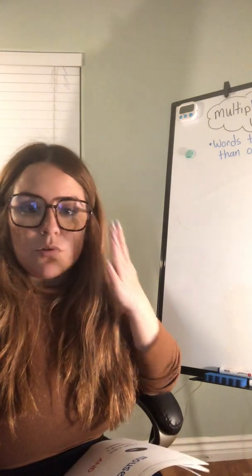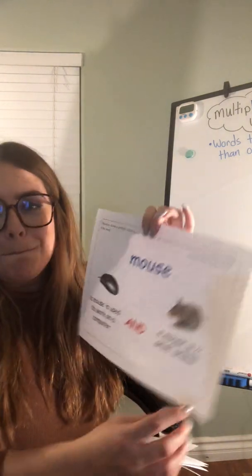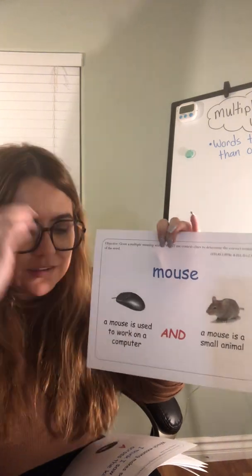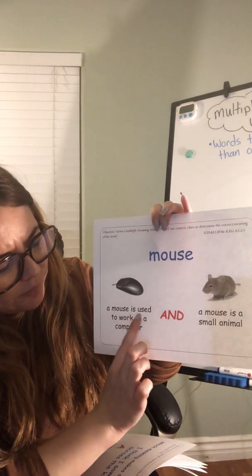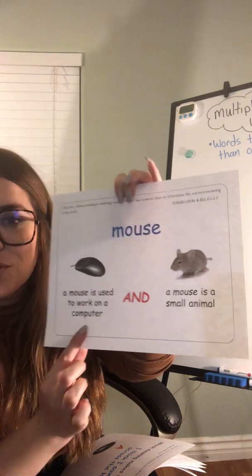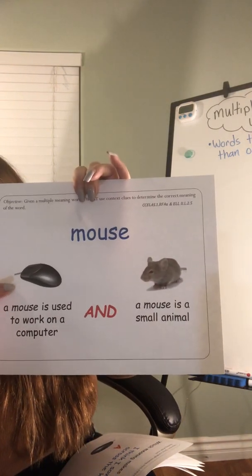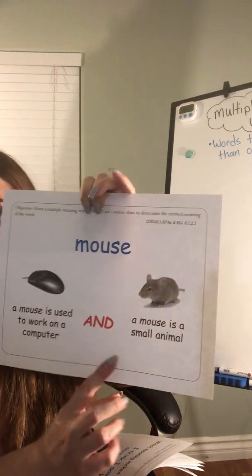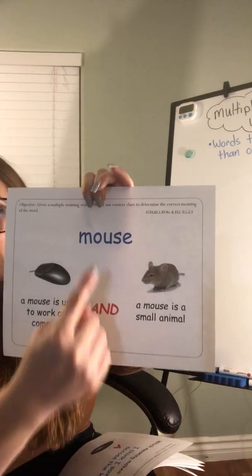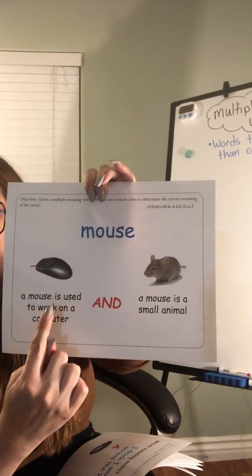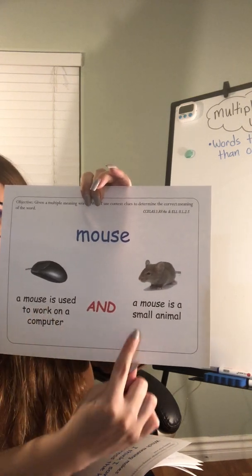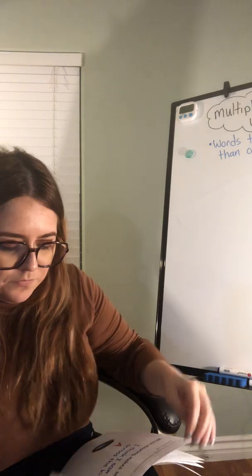Okay, here comes another multiple meaning word. Mouse. Mouse has two meanings. A mouse is used to work on a computer, like this one, like the mouse on your computer. Or a mouse is a small animal, like this one. It's spelled the same, but it has two different meanings. Mouse for your computer, small animal.